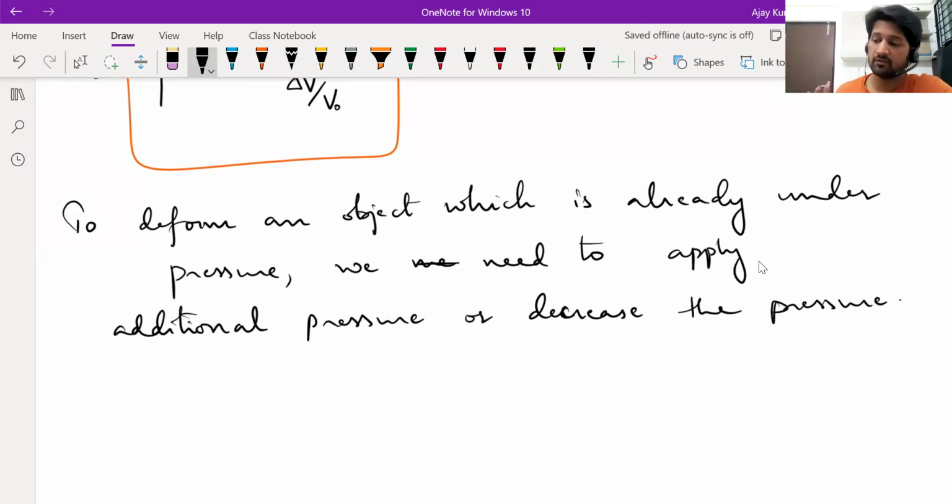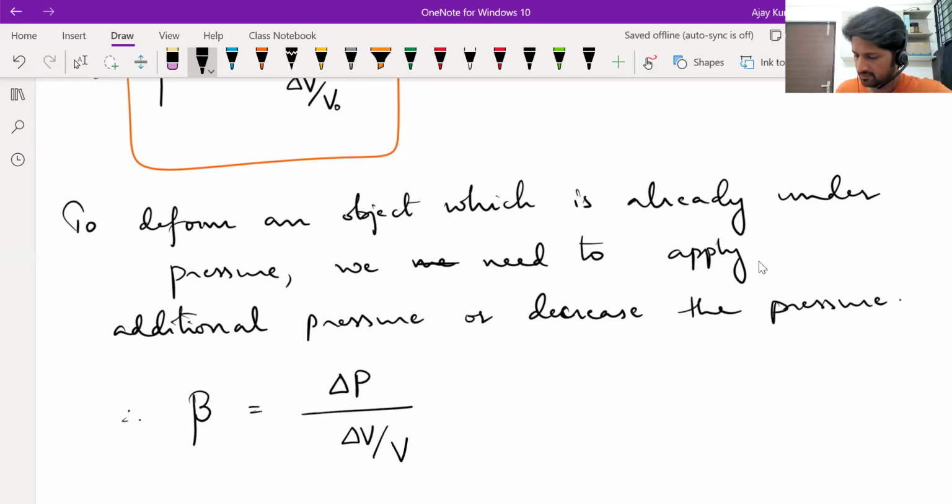So effectively what I'm trying to say is that a change in pressure is needed to deform an object. Because it's already under some pressure, you change the pressure, you will get deformation. You increase pressure, it will get compressed. You reduce pressure, it will expand. Therefore, bulk modulus is expressed as change in pressure divided by delta V by V.